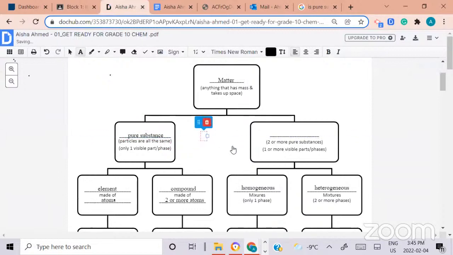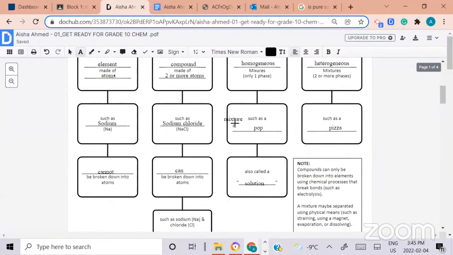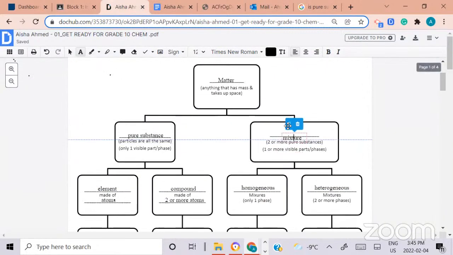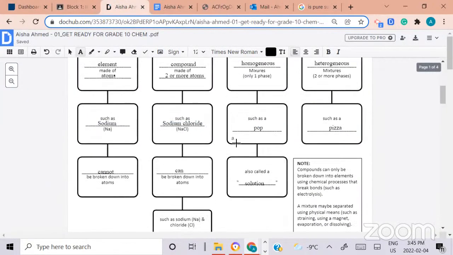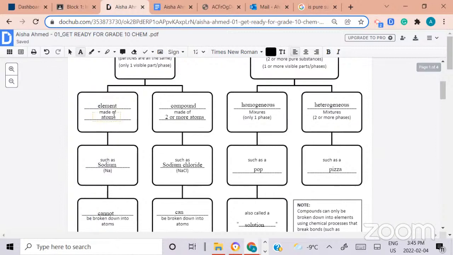Yep, that's it. So the first classification is pure substance and mixture. So we have pure substances and we have mixtures. Then a pure substance consists of elements and compounds, and a mixture consists of homogeneous or heterogeneous. Those are two categories, and then elements like sodium, and then we have compounds like sodium chloride. Awesome, great job.